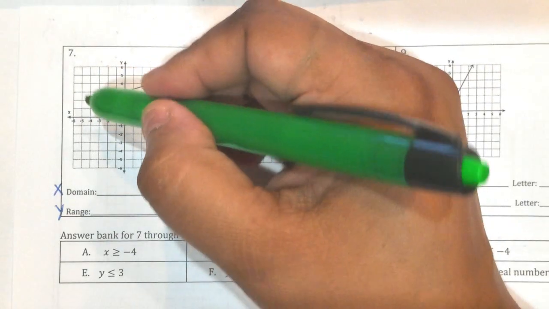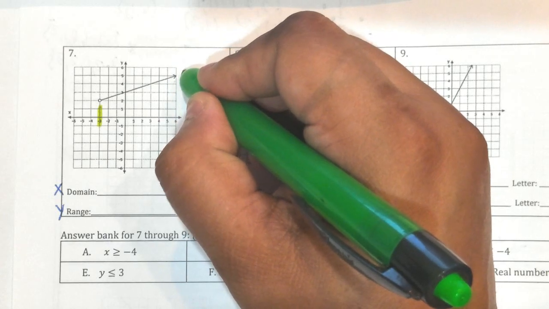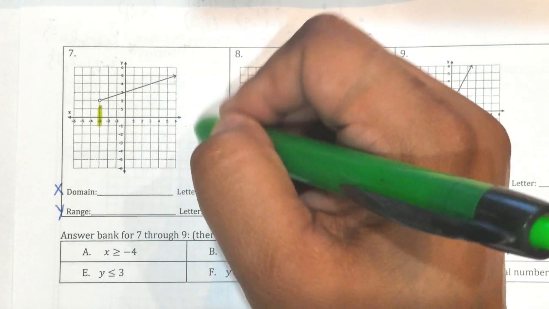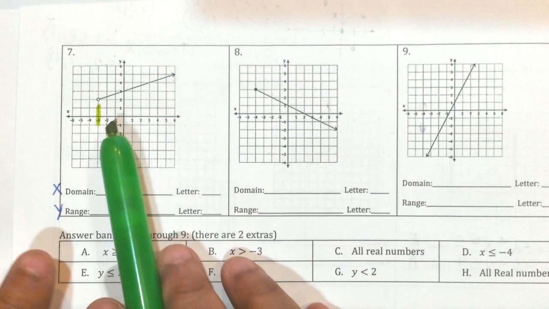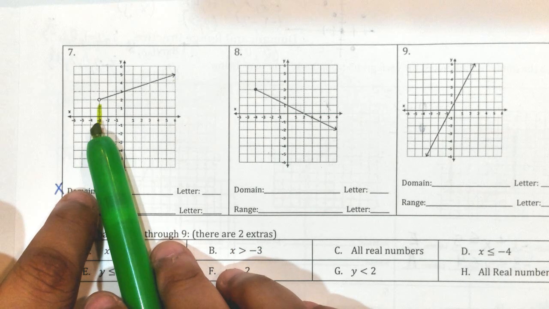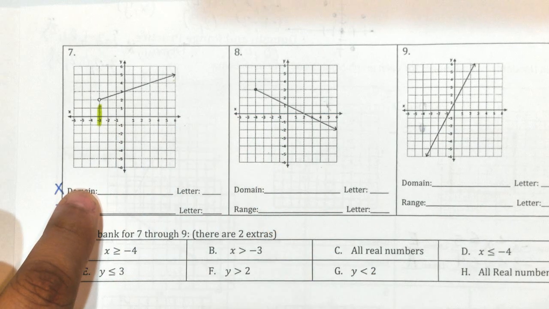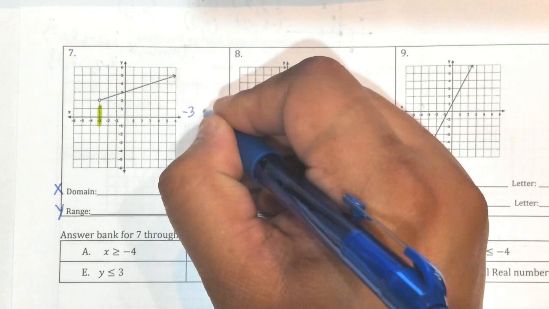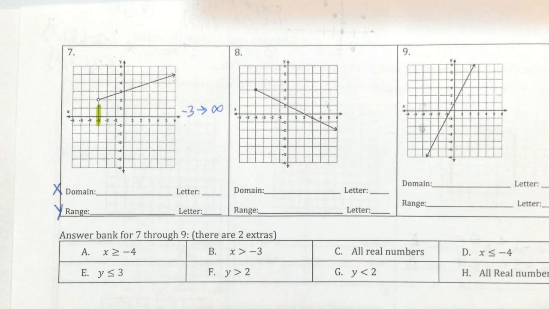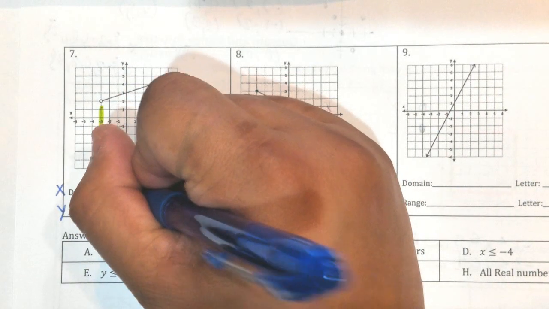So again, I'm looking at my X. So I go down my X right here, and this is an arrow. So the arrow keeps on going and going forever and ever. So all I can tell you is that this domain goes from -3 and onward, -3 to positive infinity. Now, how do we represent that? Well, all you have to do is tell me that my domain is X is greater than -3.